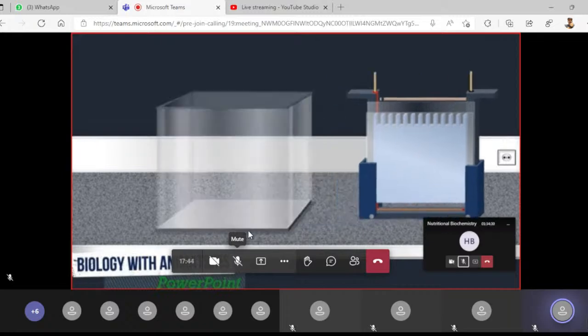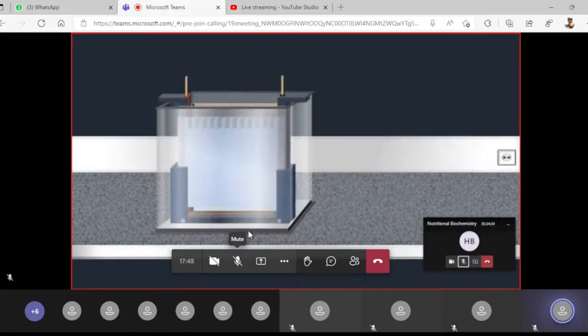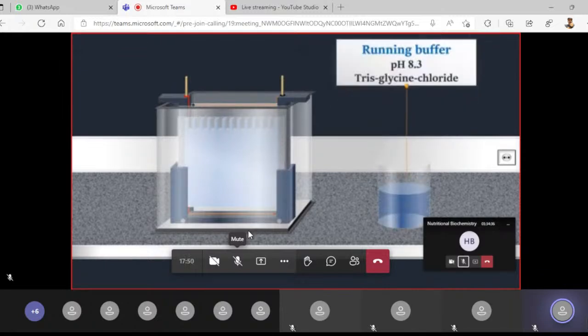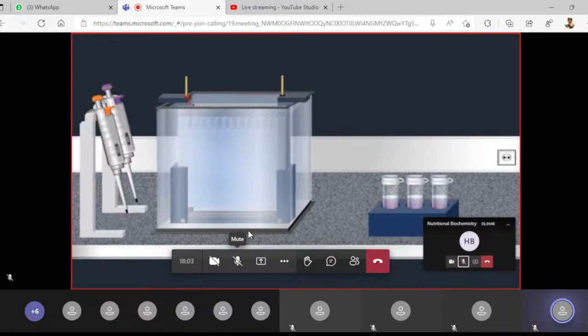The gel is inserted into a chamber, and a Tris-glycine-chloride buffer system with pH 8.3 is poured to allow the conduction of current through the gel. SDS is also present in the gel and in the running buffer to make sure that once the proteins are denatured, they stay that way throughout the run.